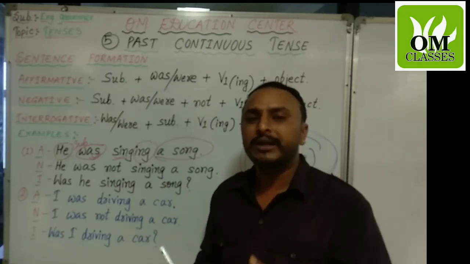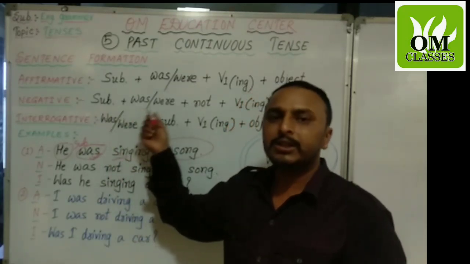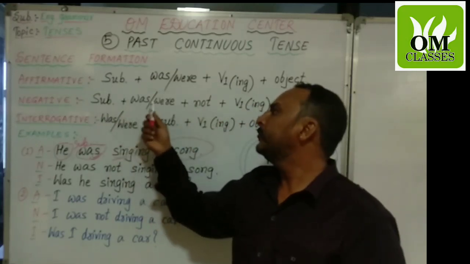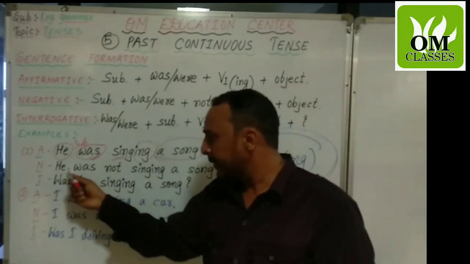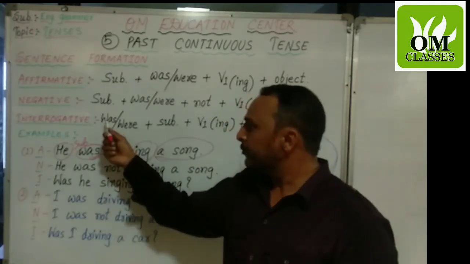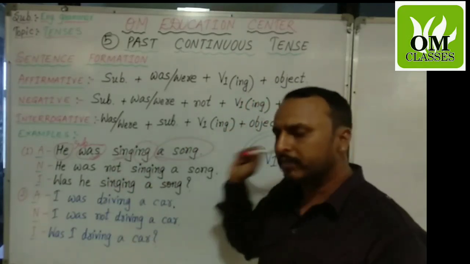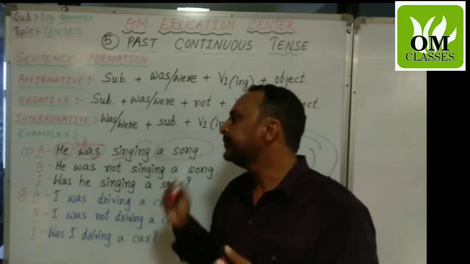Now when we convert it into negative, we write he was not singing a song. He was not singing a song. Interrogative: was he singing a song? Question mark. Was he singing a song? We are asking a question, okay.